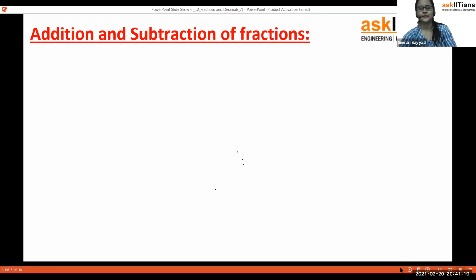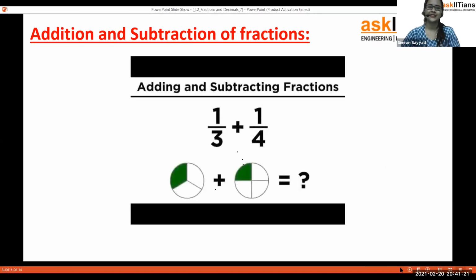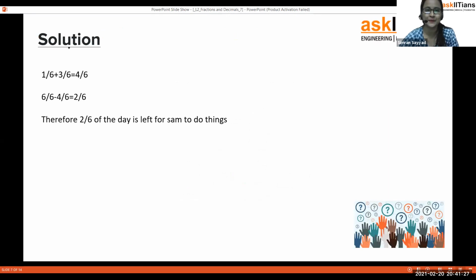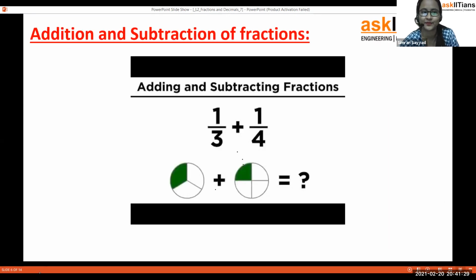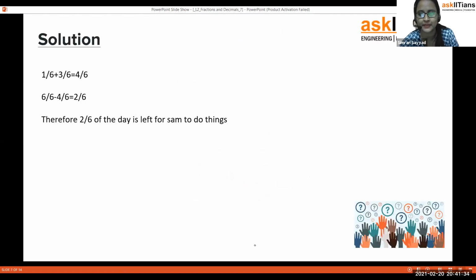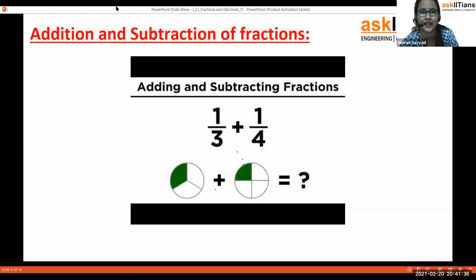Addition and subtraction of fractions. So let's first see how you can add the fractions. Again, if I say here, you have to focus on LCM. You will say, ma'am, what is this? Everywhere just LCM, LCM, LCM, LCM?